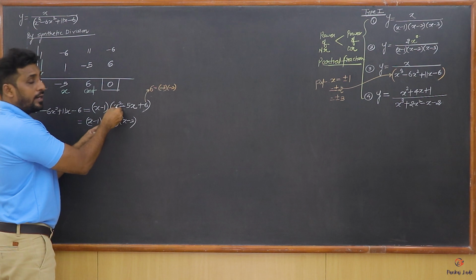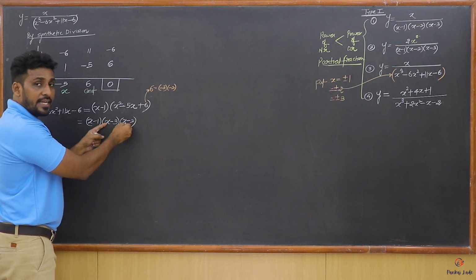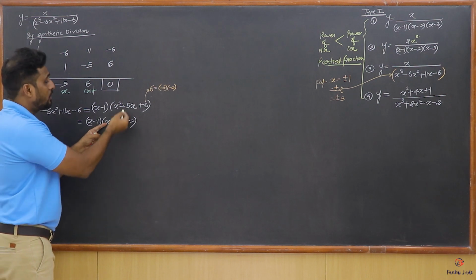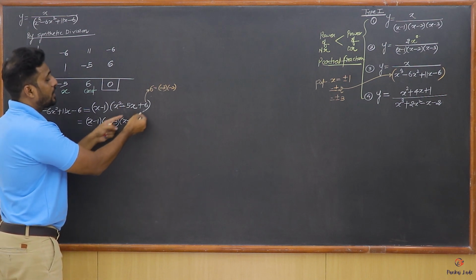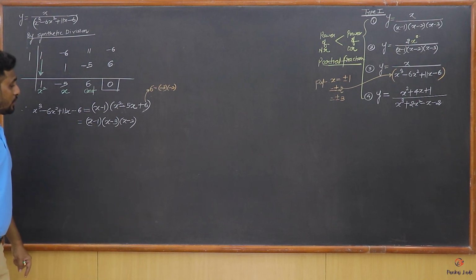X into x is x square, x into minus 2, that's minus 2x. Minus 3 into x, that's minus 3x. Minus 2x and minus 3x becomes minus 5x. Minus 3 into minus 2, you get plus 6. That's a quadratic expression. Very easily you can get the answers over here.